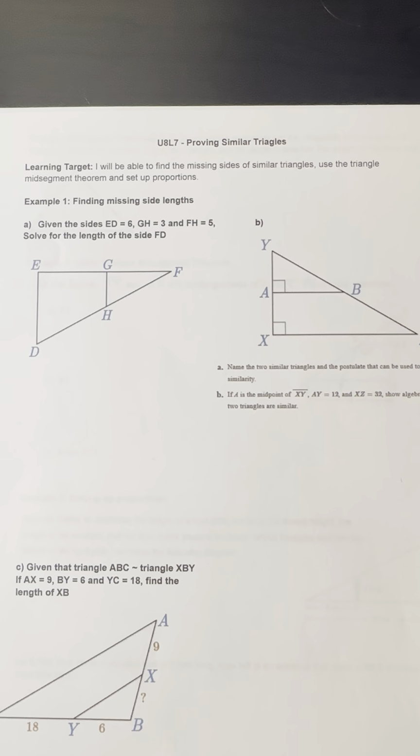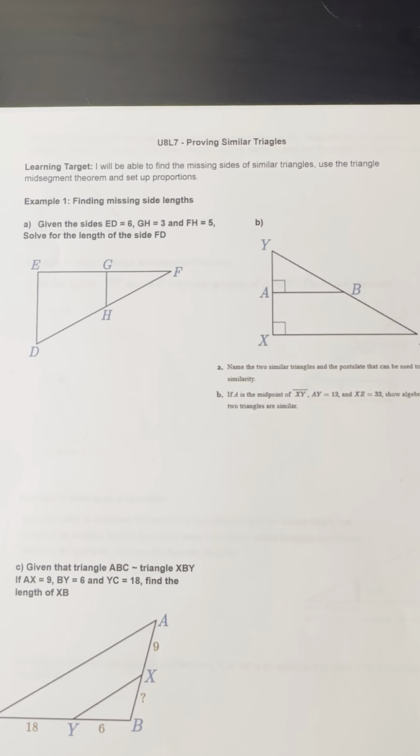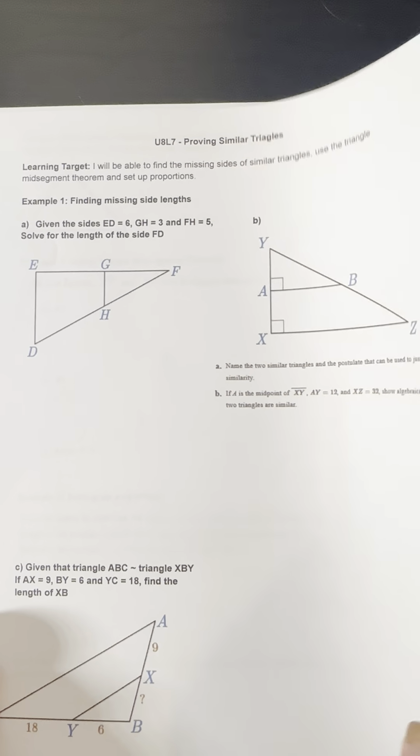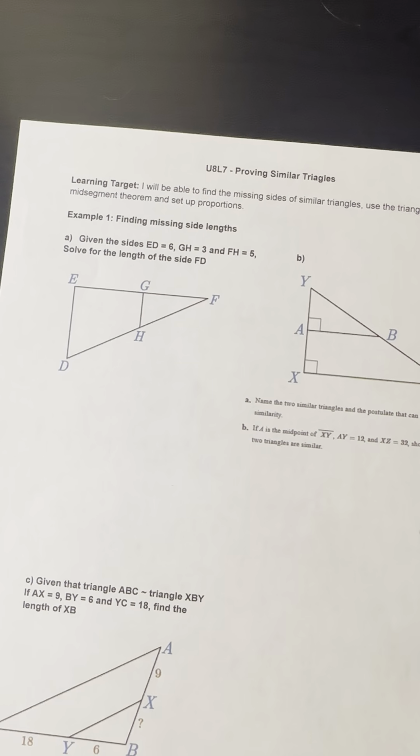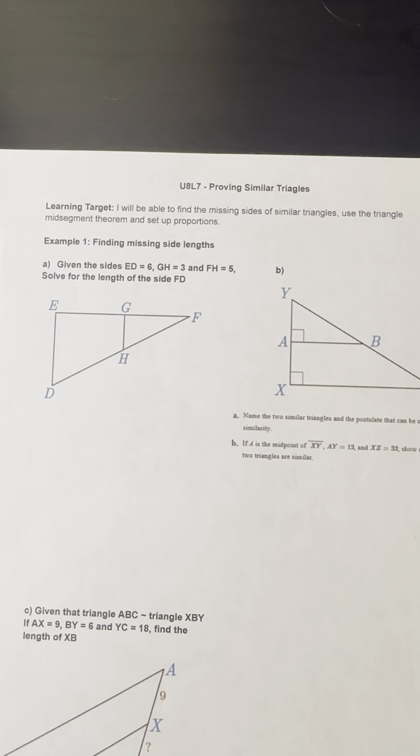All right, so for today for Unit 8, Lesson 7, we're going to be continuing talking about similar triangles and using some algebra to find side lengths. There's also a little proving that we want to do about figuring out whether triangles are congruent or not, just like the last section.